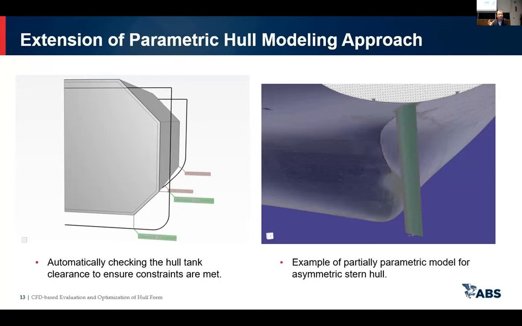Once we start changing hull form, if we don't have something like this, by this I mean automatically checking the hull tank clearance, it's gonna be a disaster, and it's not gonna be automatic. If someone has to check manually, that's not gonna work. So we built a parametric model. We programmed it into a parametric model, and it automatically checks the clearance.